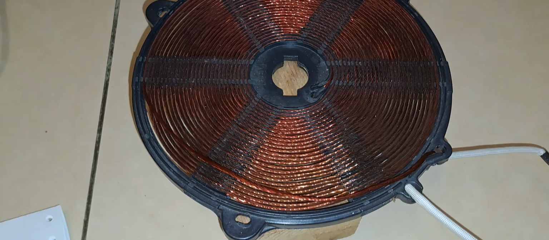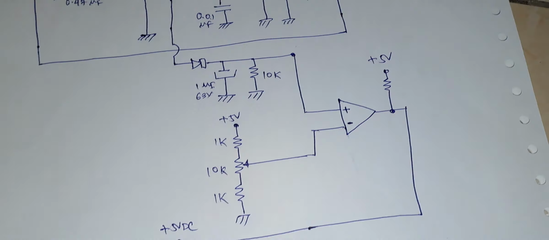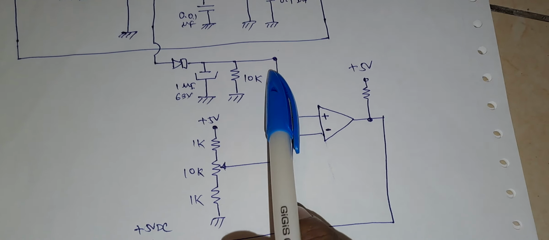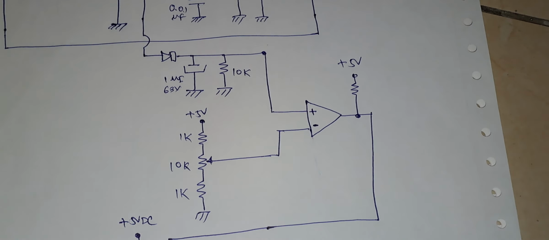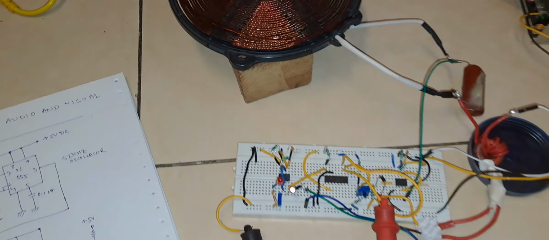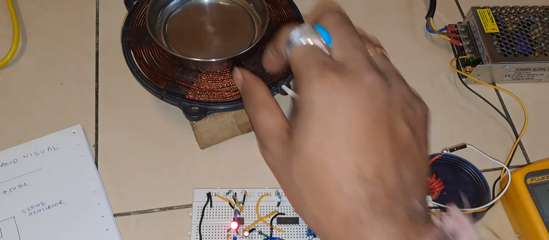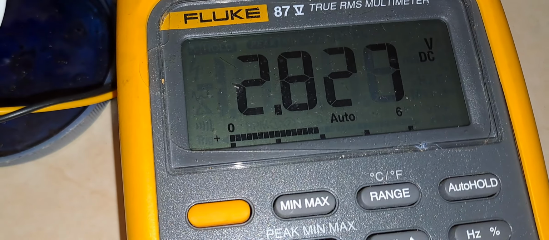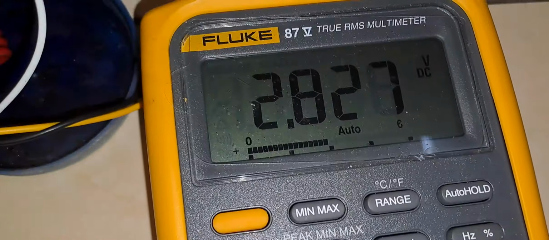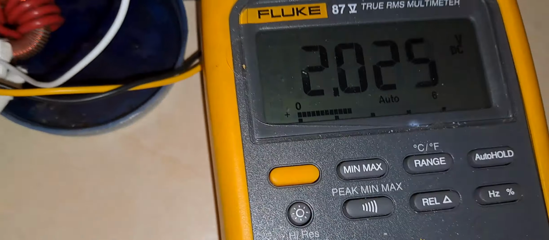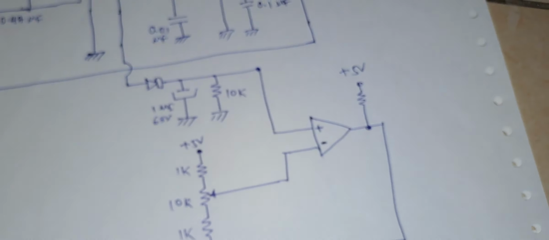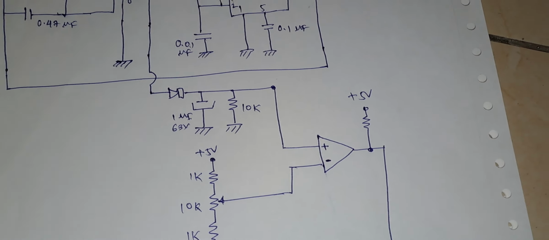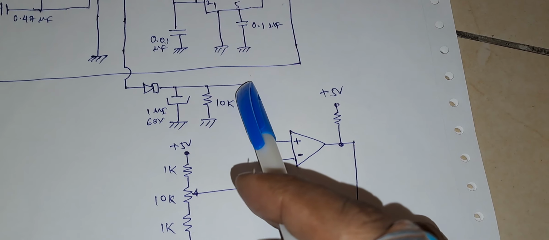Now let us put some metal piece and we will see the voltage at this point. I am putting one steel vessel. Let us see. The voltage is 2.8 volts. You can see the voltage was 2.8 volts at this point.